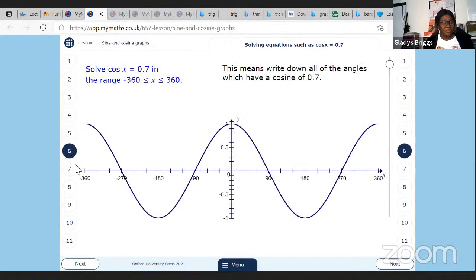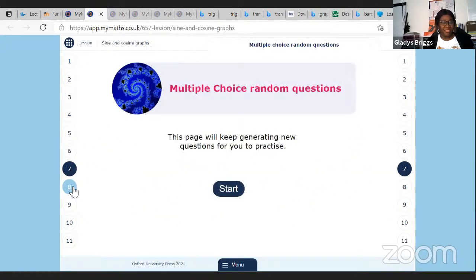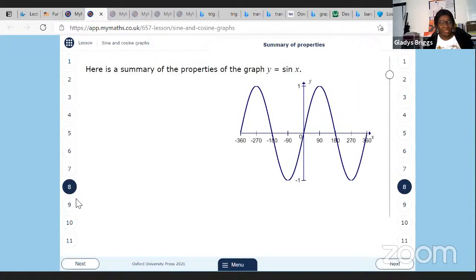I have not taught you how to do the equations. We'll come to that. Let's look at the graph first. Y is equal to sine x. Okay, the properties of y is equal to sine x.